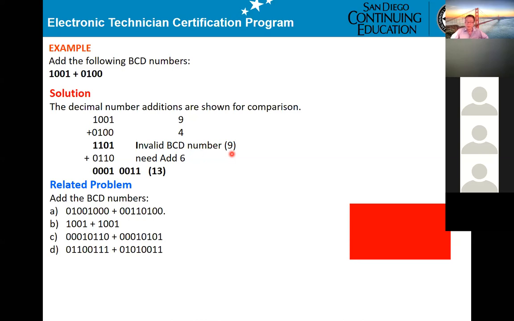They telling you, if it's not valid, you must add number 6. Okay? That means you take the answer here, adding to number 6. That will give you 0001, 0011, and number 13. Okay? The thing is you understand 9 adding 4 will be equal to 13.